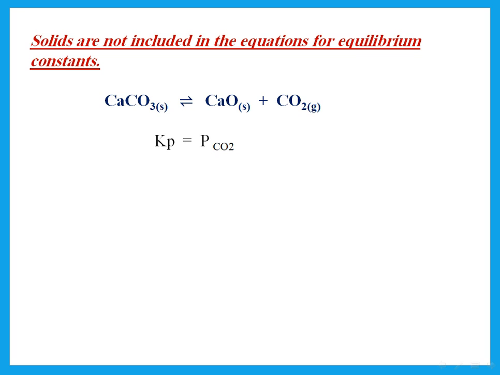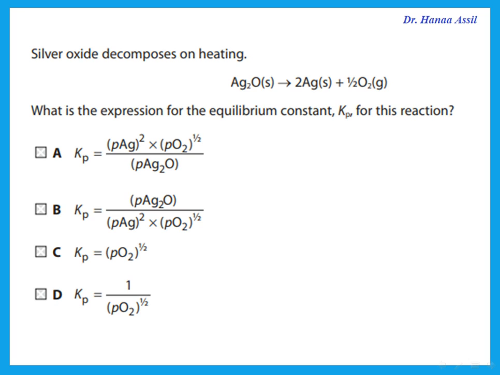You have to remember that when we write the expression for Kp, we do not include any solids. So for a reaction that has solids, we totally ignore the solids. So for this reaction, the Kp is just partial pressure of CO2. The Kc for this equation would be just concentration of Ag plus times concentration of Cl minus. Solids are not included. So let's take a look at this question.